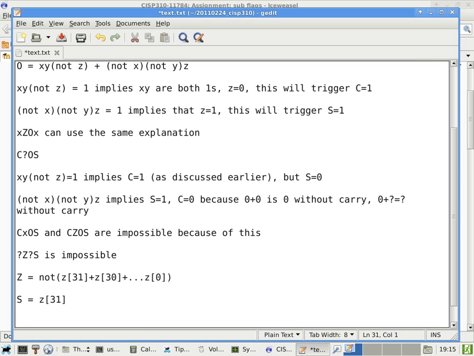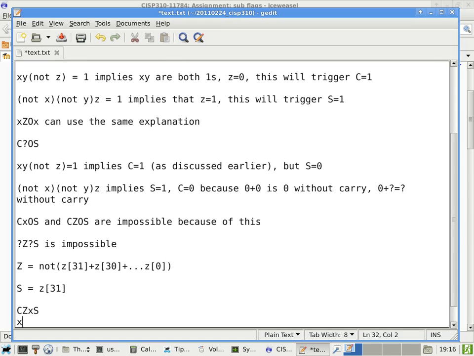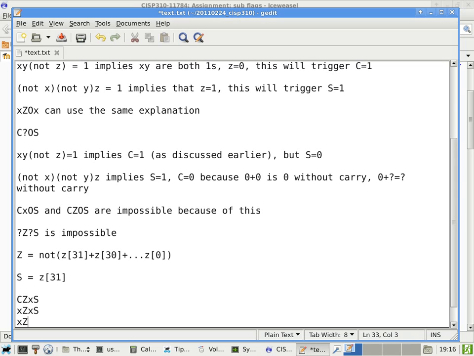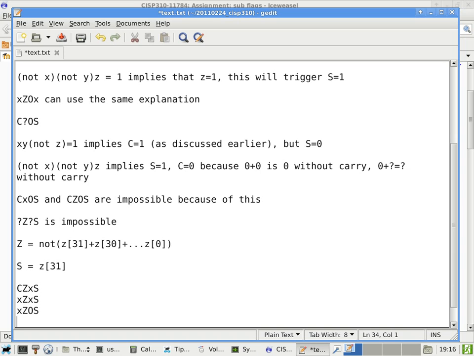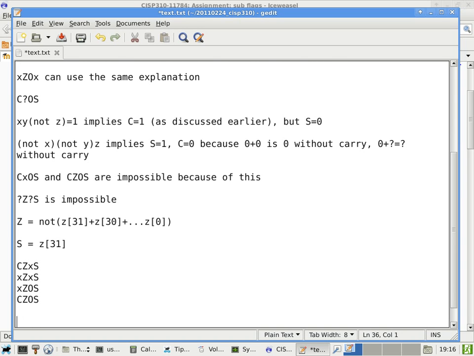Now, one of which is already covered a little bit earlier, because there are multiple explanations of why that pattern is not possible. So this will take care of CZ XS. It will take care of XZ XS. It will take care of XZ OS. It will take care of CZ OS. All of these combinations are now taken care of. Okay. Any questions at this point?